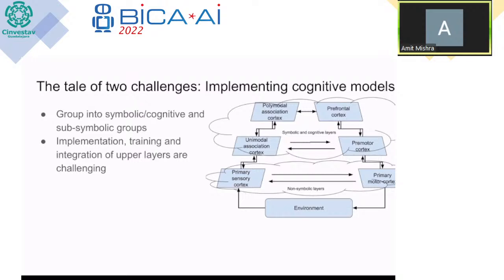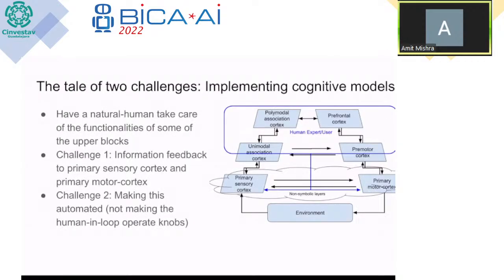Now, we are thinking, what can we do so that we can have at least something working? In that, we propose that instead of trying to implement all the layers, let us take the cognitive layers and maybe part of the symbolic layers and replace those with an actual human being. The actual human being will be acting on behalf of these layers. That way, the human being and the non-symbolic or sub-symbolic layers together can act as one cognitive entity. So there are two major challenges in this architecture.